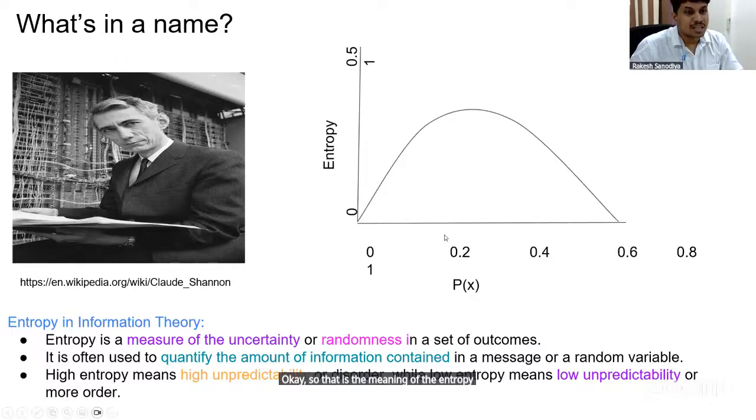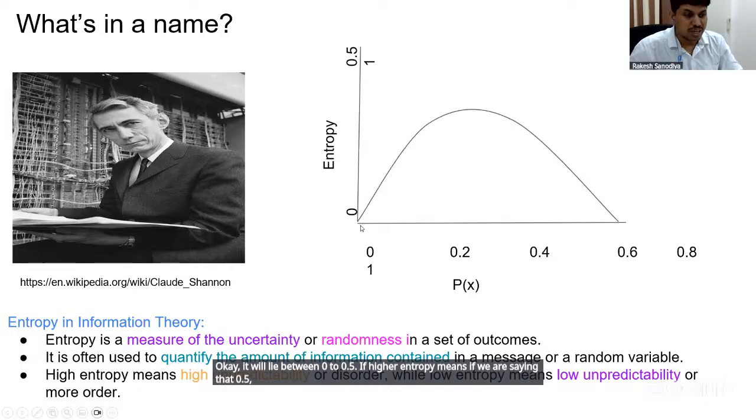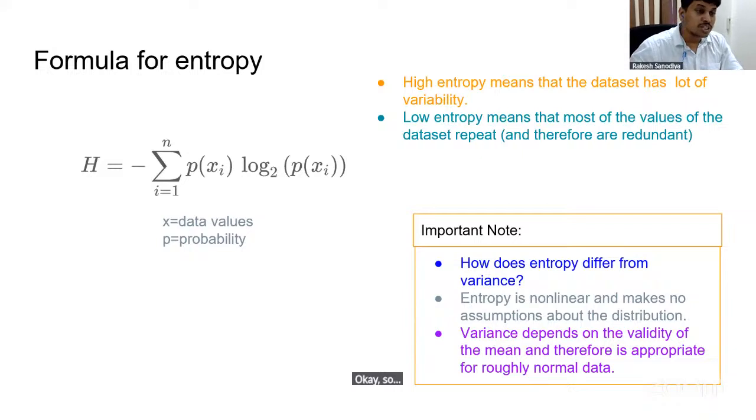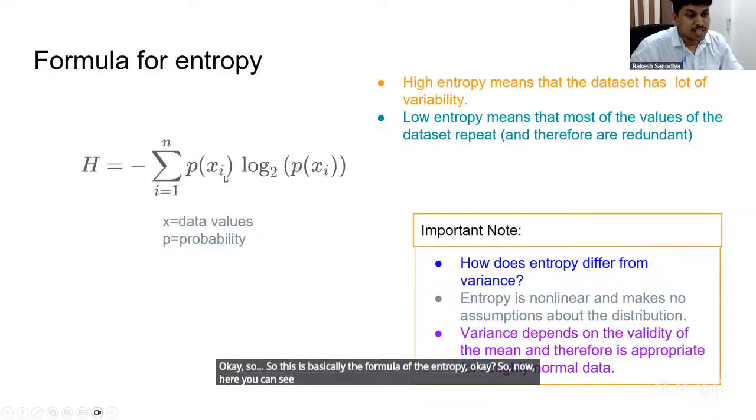And remember that the highest entropy is going to be 0.5. It may lie between 0 and 0.5. Higher entropy means 0.5, and lower means it can be 0 as well. So this is basically the formula of entropy. Here you can see the probability of xi and the log of p(xi).